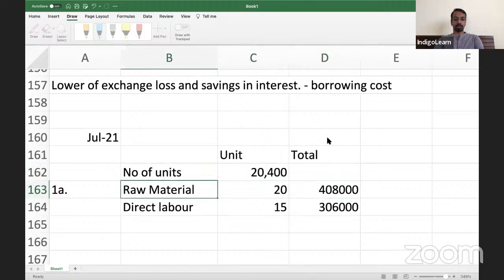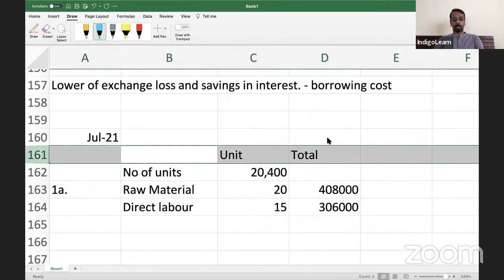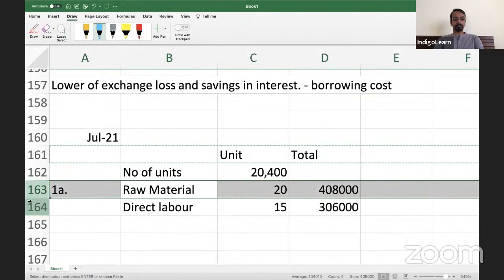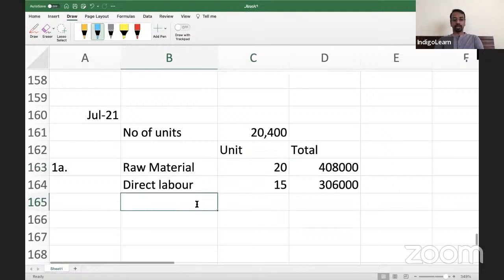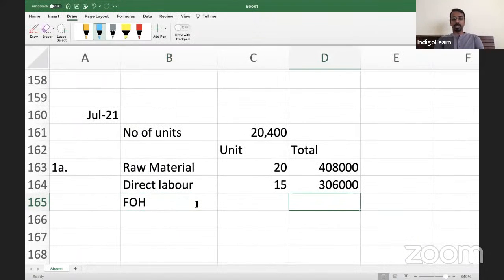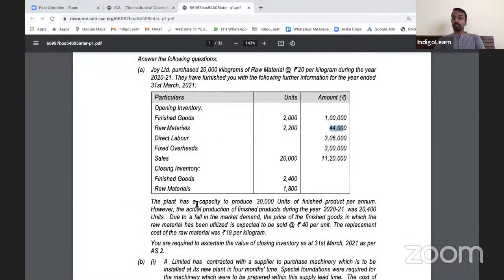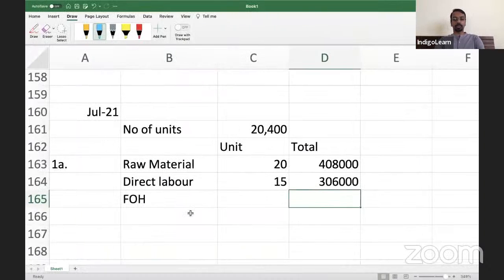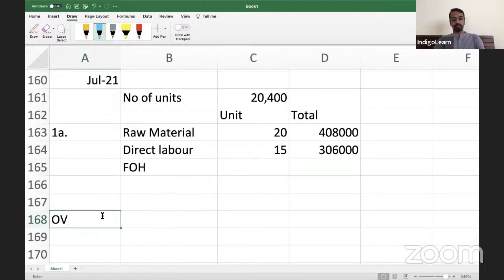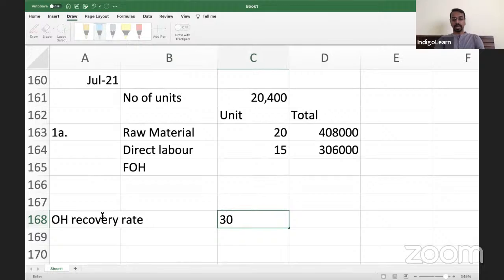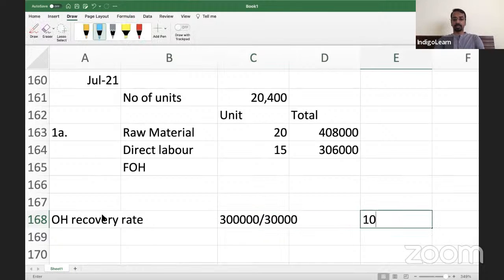This is the production. Okay. Right. Then overheads. How much is the overhead incurred? Now you cannot absorb everything in the production because you have to calculate the fixed overhead recovery rate. So overhead recovery rate is equal to 3 lakhs divided by 30,000. How much is that? That is 10 per unit. So here fixed overhead will be 10 per unit.